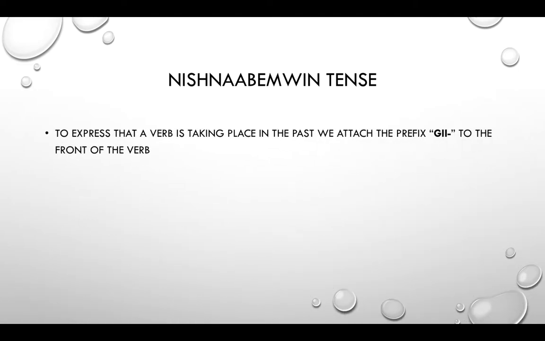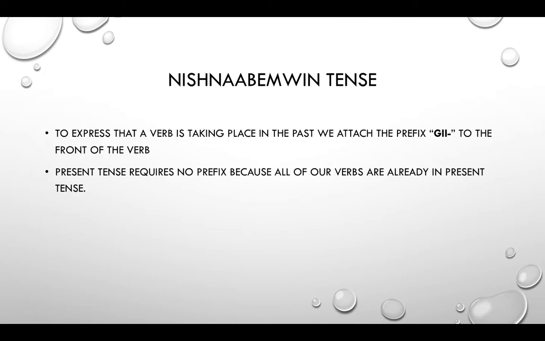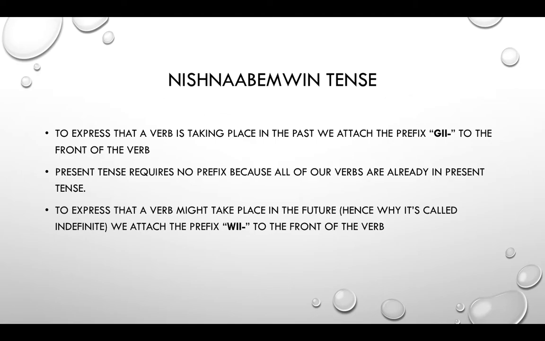To express that a verb is taking place in the past, we attach the prefix gi, G-I-I, to the front of the verb. Present tense requires no prefix because all of our verbs are already in present tense. To express that a verb might take place in the future, hence why it's called indefinite, we attach the prefix wii, W-I-I, to the front of the verb.